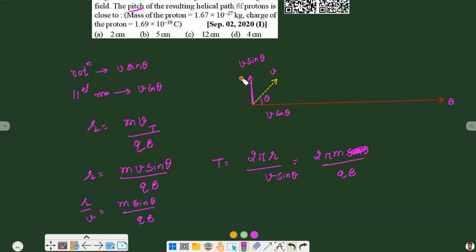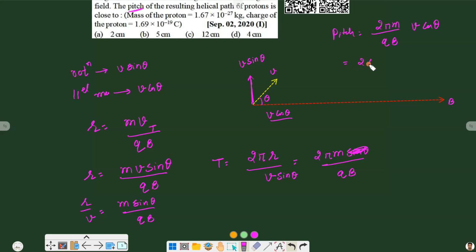Pitch is the distance traveled by the particle in one time period, or in one rotation. It is the horizontal distance traveled by the particle, in the direction of the magnetic field. Here time is 2 pi m by qB, and the velocity parallel to the magnetic field is v cos theta. So pitch will be 2 pi m by qB into v cos theta.